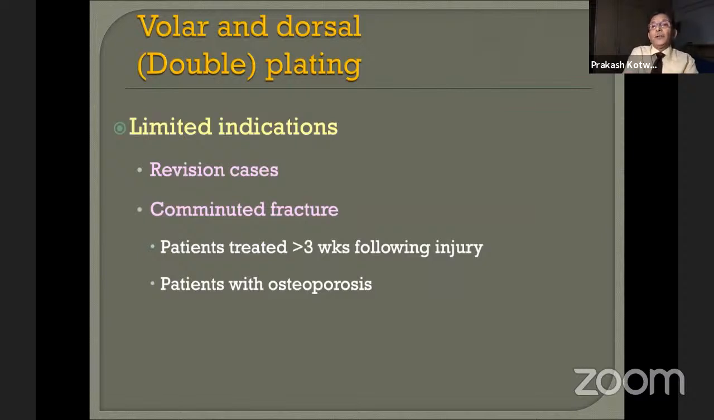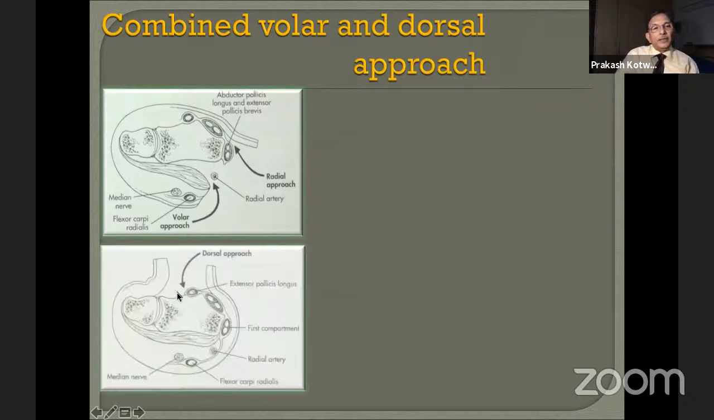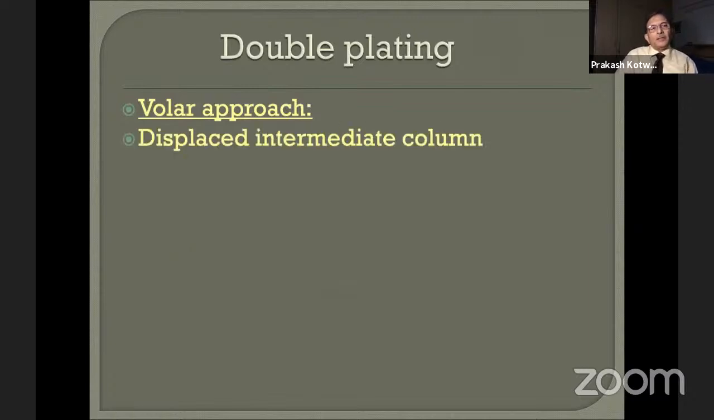Then dorsal plating is also indicated whenever you are doing double plating, volar as well as dorsal plating, and there are limited indications in die-punch cases and in comminuted fractures. Then this is how you, of course, this has been talked about. I'll not repeat on this. You go from the volar side, fix the volar plate, and then you go onto the dorsal side and fix the dorsal plate.